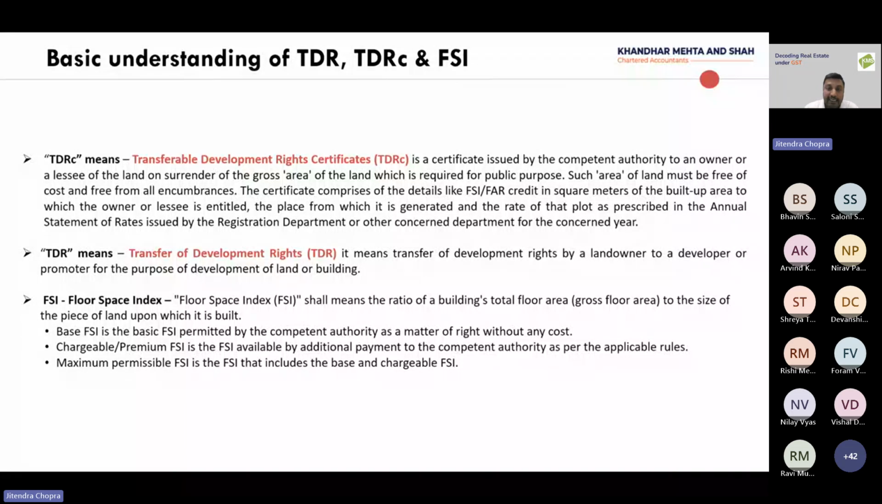First is TDRC. TDRC is Transferable Development Rights Certificate. This is generally a certificate issued by an authority in cases where land is surrendered for public purposes or redevelopment activities. For example, in slum redevelopment projects, the authority may issue a TDR certificate to a developer in consideration of redevelopment undertaken. Next is TDR, transfer of development rights, which refers to the transfer of development rights by a landowner to a developer or a promoter for the purpose of development of land and building.